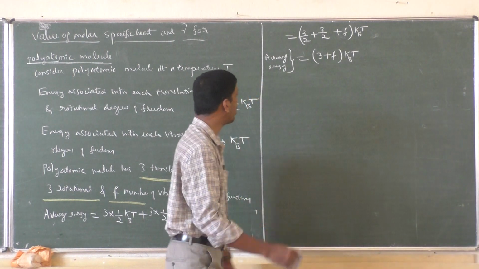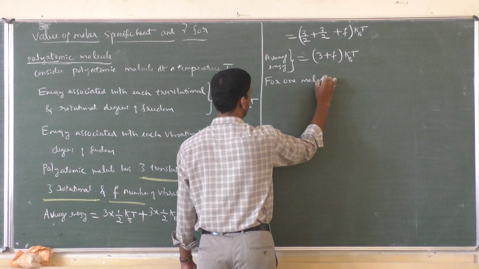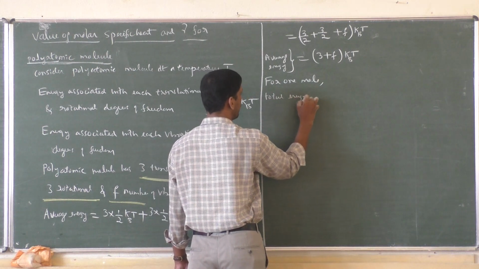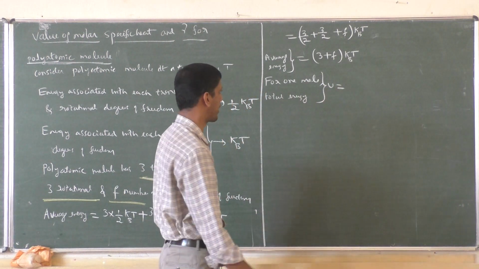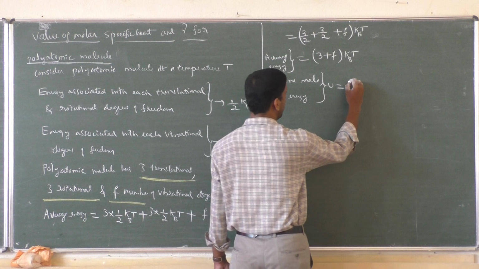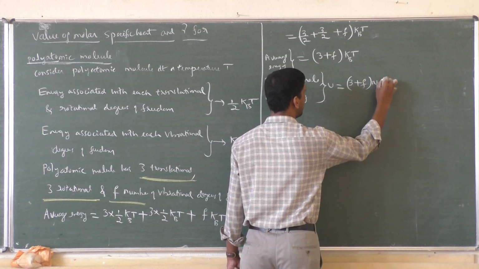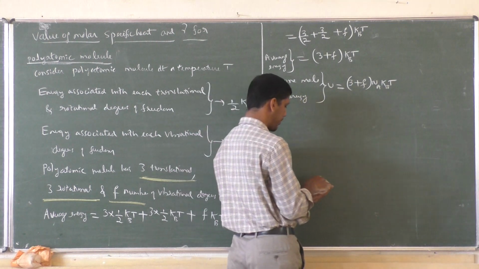And if we write it for 1 mole of a molecule, what is the value of the total energy U? It should be equal to 1 mole containing the Avogadro number of atoms. So we have to multiply by Na, the Avogadro number: 3 plus F into Na into Kb into T. But Na into Kb is R.